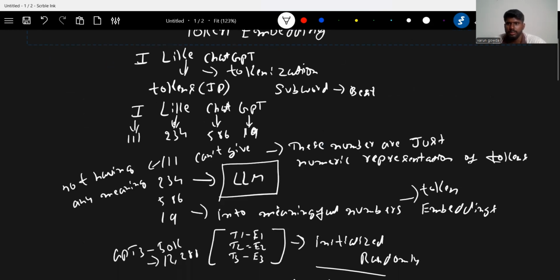I hope you understood what token embeddings are and how these token embeddings get generated.